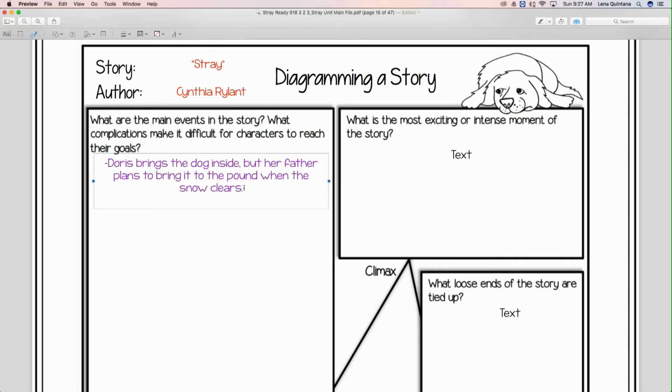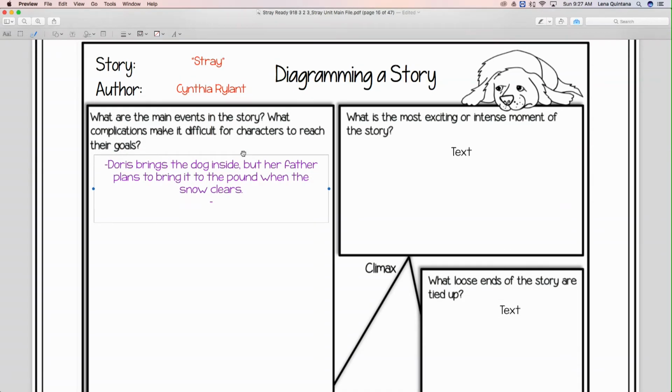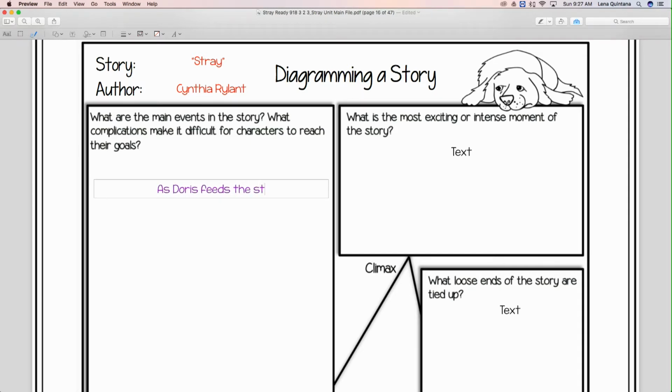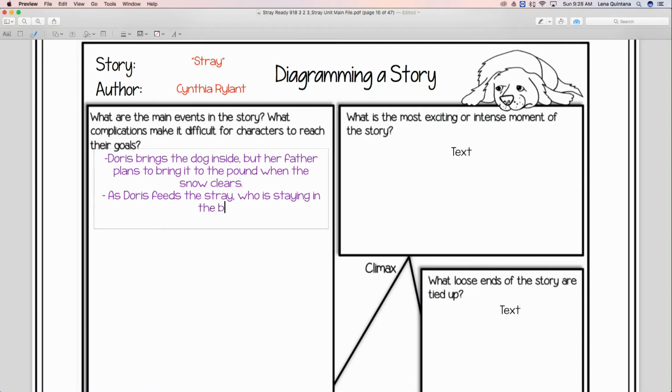Let me move this down a little bit. All right, and let's see. So as Doris feeds the stray, this is the next thing that we're going to write. So as Doris feeds the stray who is staying in the basement. Oh no! What did I do? Hold on, let's get it back. Okay, there. There we go. Feeds the stray dog who is staying in the basement.